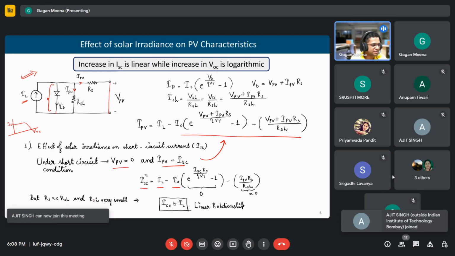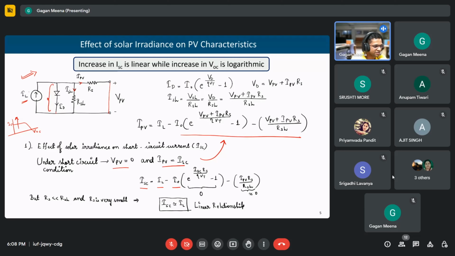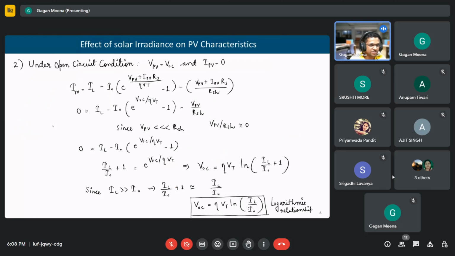So if there is an increase in irradiance, the short circuit current will also increase. If it is decreasing, then it will also decrease. So this is with respect to the short circuit current. And what happens for the open circuit voltage?